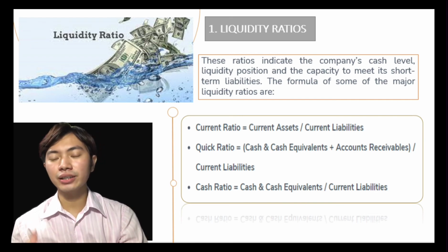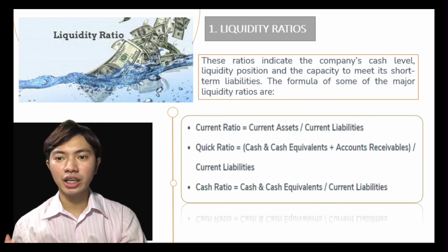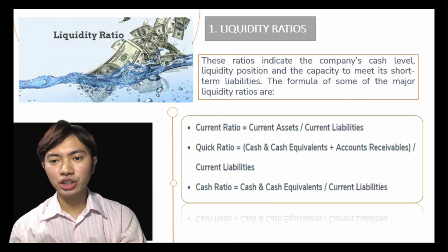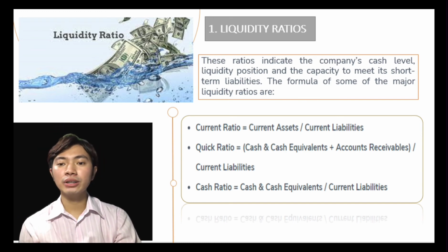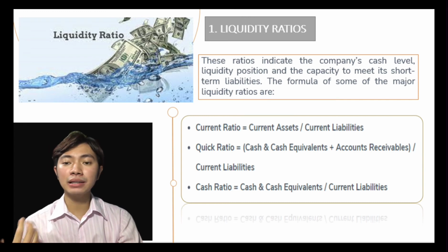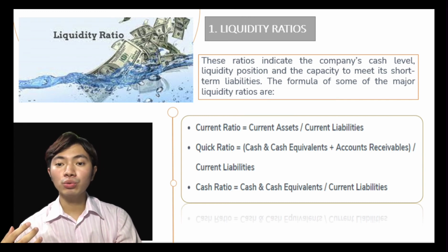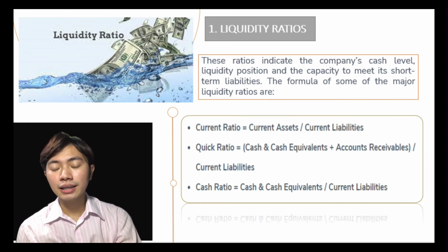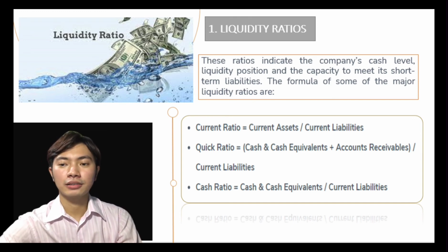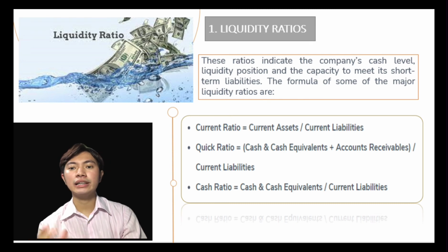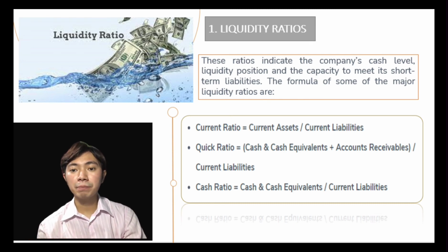So these ratios indicate the company's cash level, the liquidity position, and its capacity to meet its short-term obligations. So, sa liquidity ratios, dito mo makikita kung ang isang company is may capabilities na makapagbayad nung utang nila, then doon nila madidetermine na may kakayahan pala. So, under ng liquidity ratios ay meron tayong apat na mga kailangan isolve.